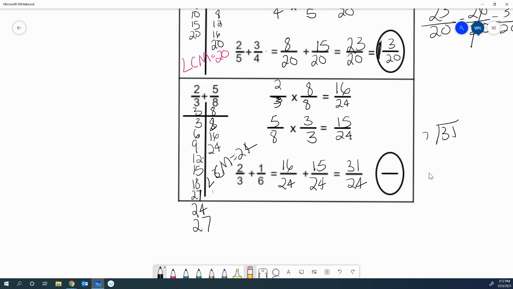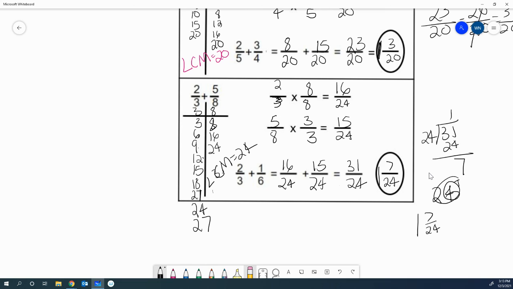31 divided by 24. I'm going to pull 24 out of there. And that's going to leave me with 7. So we've got 1 and 7/24. There you go. 1 and 7/24 is your answer for this problem.